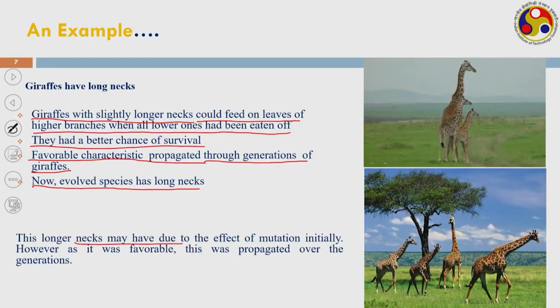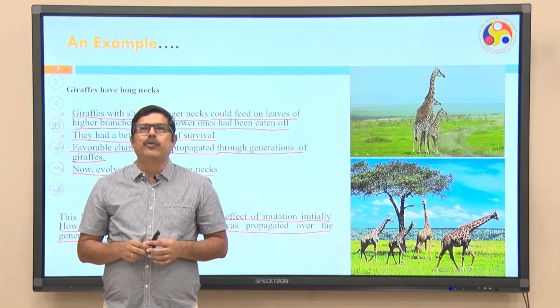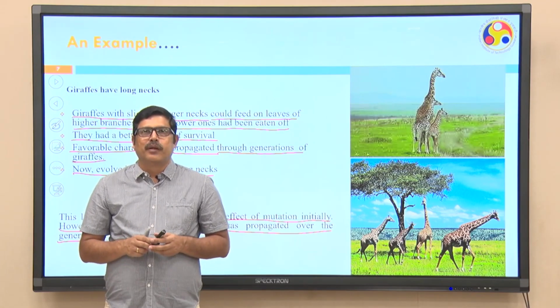How are they getting longer necks? This longer neck may be due to the effect of mutation initially. So, initially because of mutation some giraffes may have had a longer neck, however, as it was favorable, this was propagated over the generations, and this is basically evolution. So, you are evolving into a new species. So, I would like to give you another example.